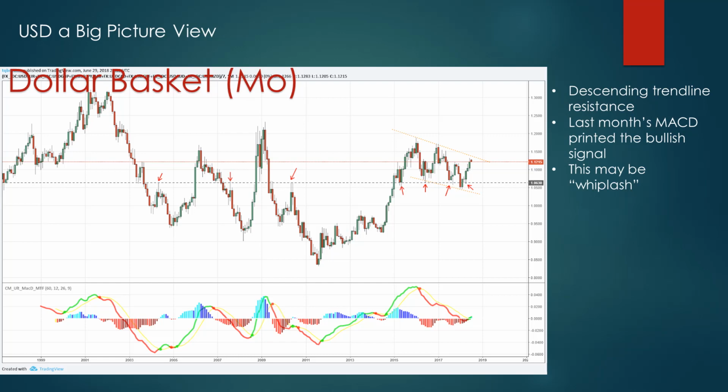So first we're actually going to look at the dollar basket, which is an aggregate of the 7 major pairs, and they're all evenly weighted against the dollar. This being the first day of the third quarter of the year, we're going to look at the monthly chart to get a big picture. And what I wanted to point out to you guys is we're in this descending trend channel here.